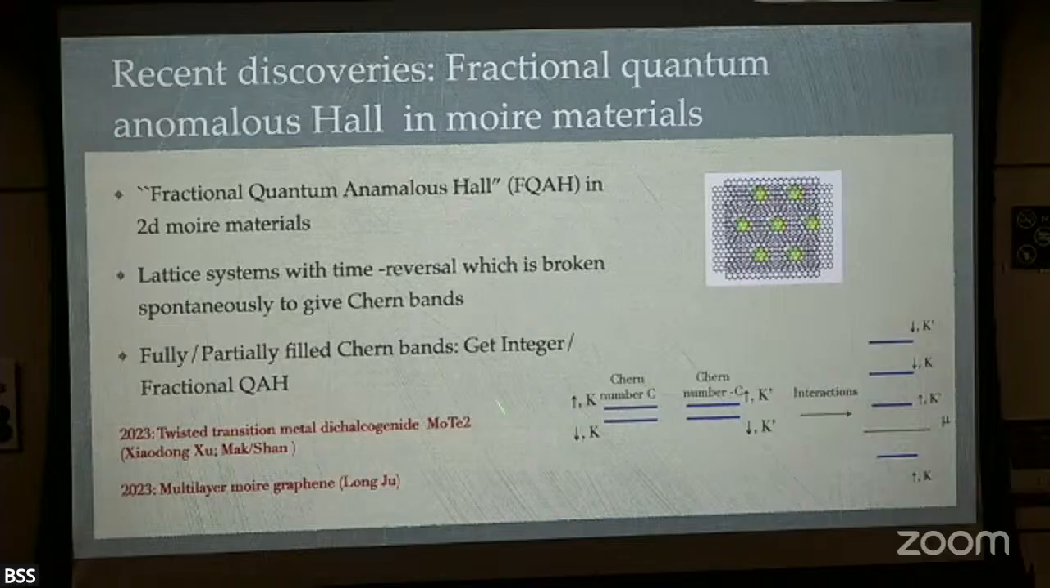So this was first seen in this system, twisted transition metal dichalcogenide, MoTe2, two years ago by Xiaodong Xu and the Cornell group. And shortly thereafter, in multilayer graphene by my colleague Long Ju.